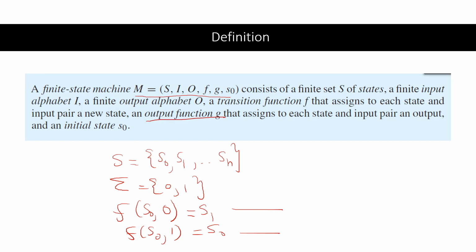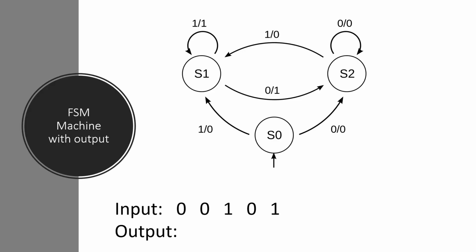And an output function G that assigns each state-input pair an output, and an initial state S0. So for example here, we could say if you're in state 0 and you get a 0, you go to state 1 but output the number 1, something like that. Same thing here. If you're in state S0 and you get a 1, you stay in S0 and the output is 0. So we could design machines using this kind of rules that will allow the machine to function.